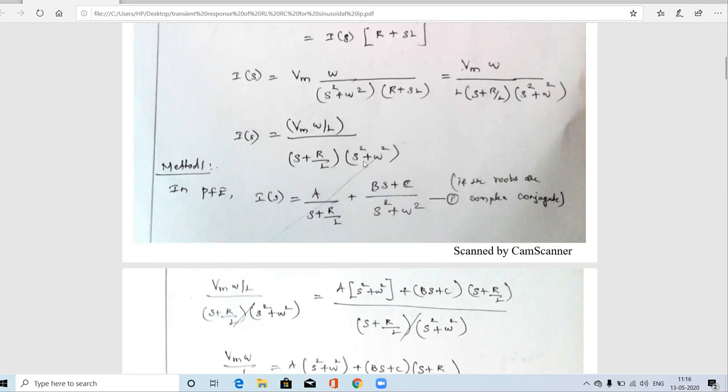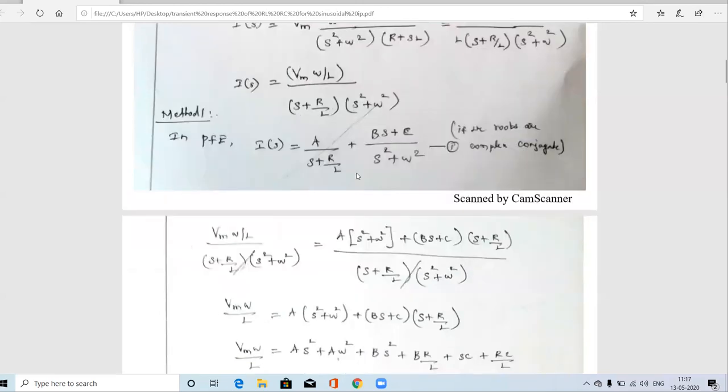And you see s squared plus omega squared. What is the root of this s? For example, for s squared plus omega squared, how do we calculate the s value? From this, s squared equals minus omega squared. If you take the square root on both sides, we get s equal to plus or minus j omega, since the square root of minus 1 is nothing but j. So here, for s squared plus a constant squared, the s values are complex conjugate roots. Complex conjugate means here s is either plus j omega or minus j omega. Here this root, s equal to minus R by L, is a real root. But s squared plus omega squared means the two roots are complex conjugate roots. Okay, if the roots are complex conjugate, how do we solve it in the Laplace transform?